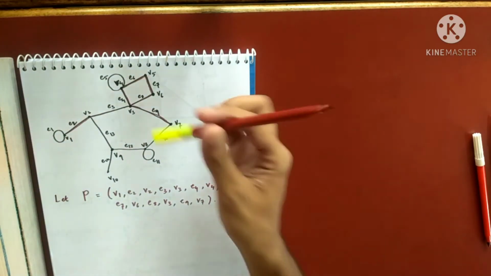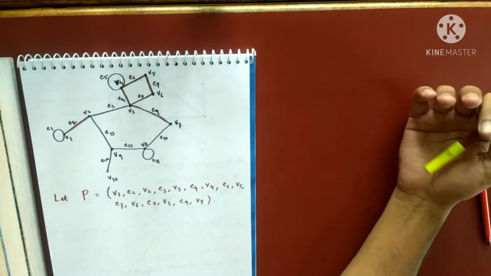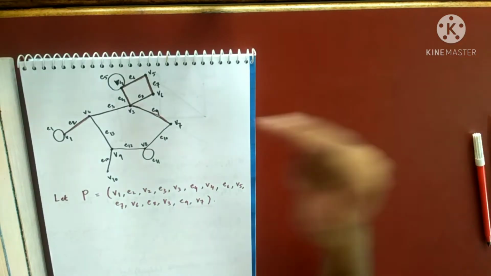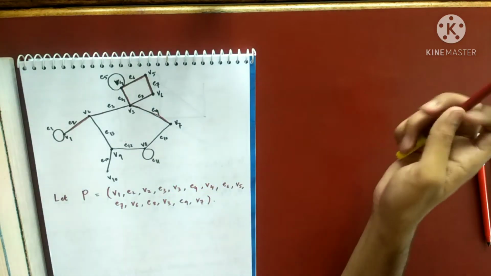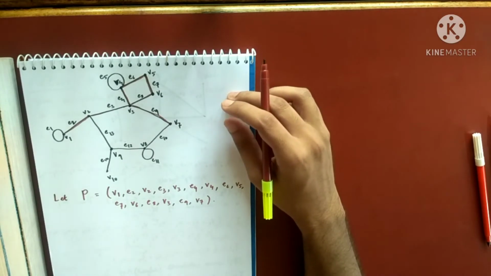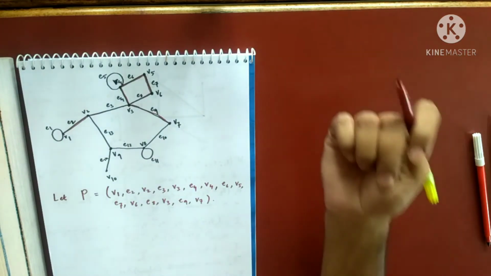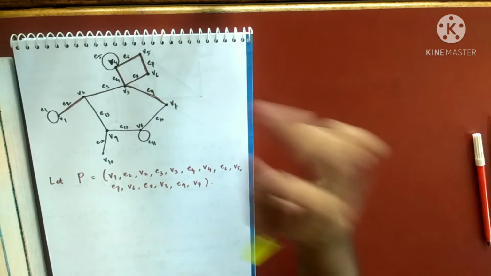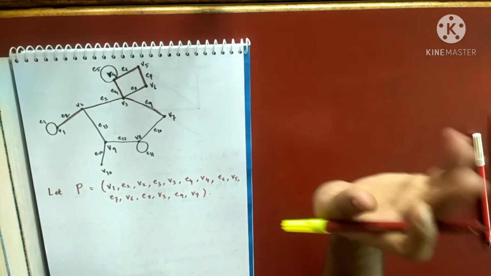Clearly, this is a walk, as you can see. This is not a path. Why is it not a path? Just because the vertex V3 has been repeated. This is definitely a trail, because all the edges are distinct. No repetition of edges is there. So this is a trail, but let me call it a walk from V1 to V7. This is not a path.